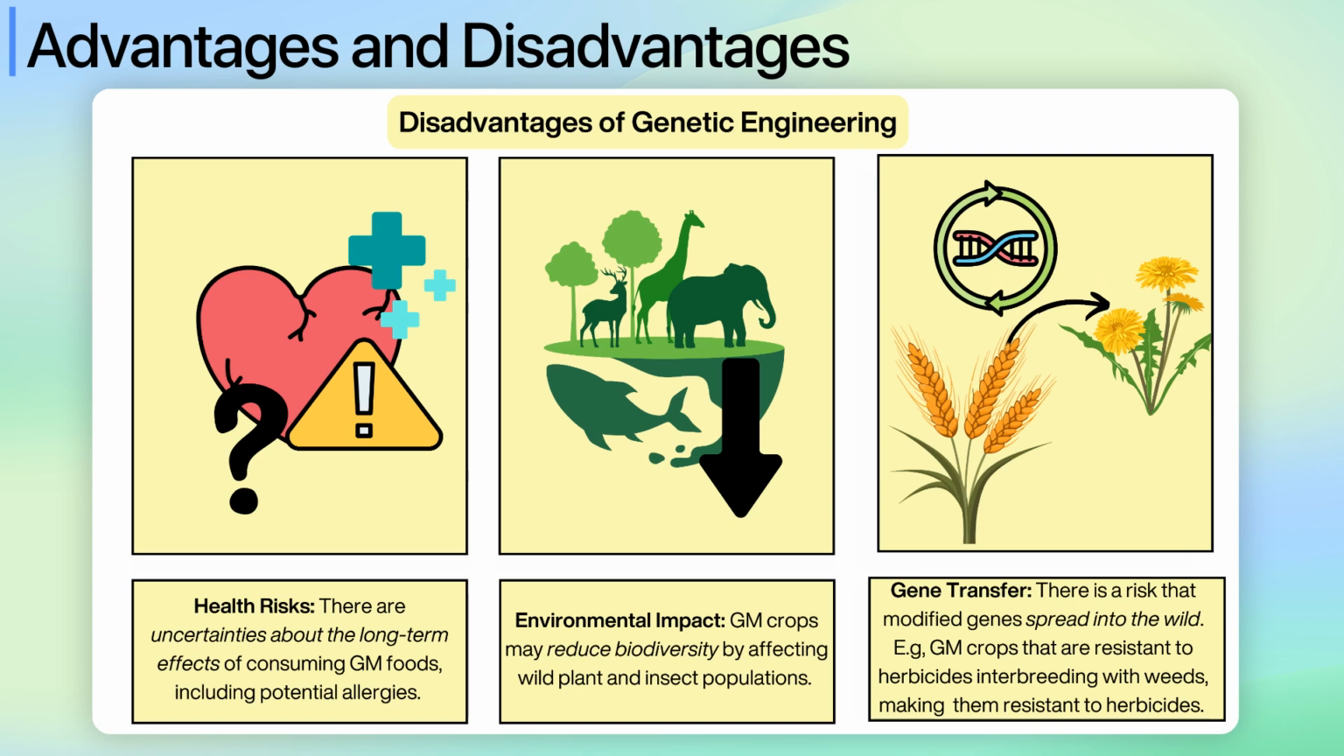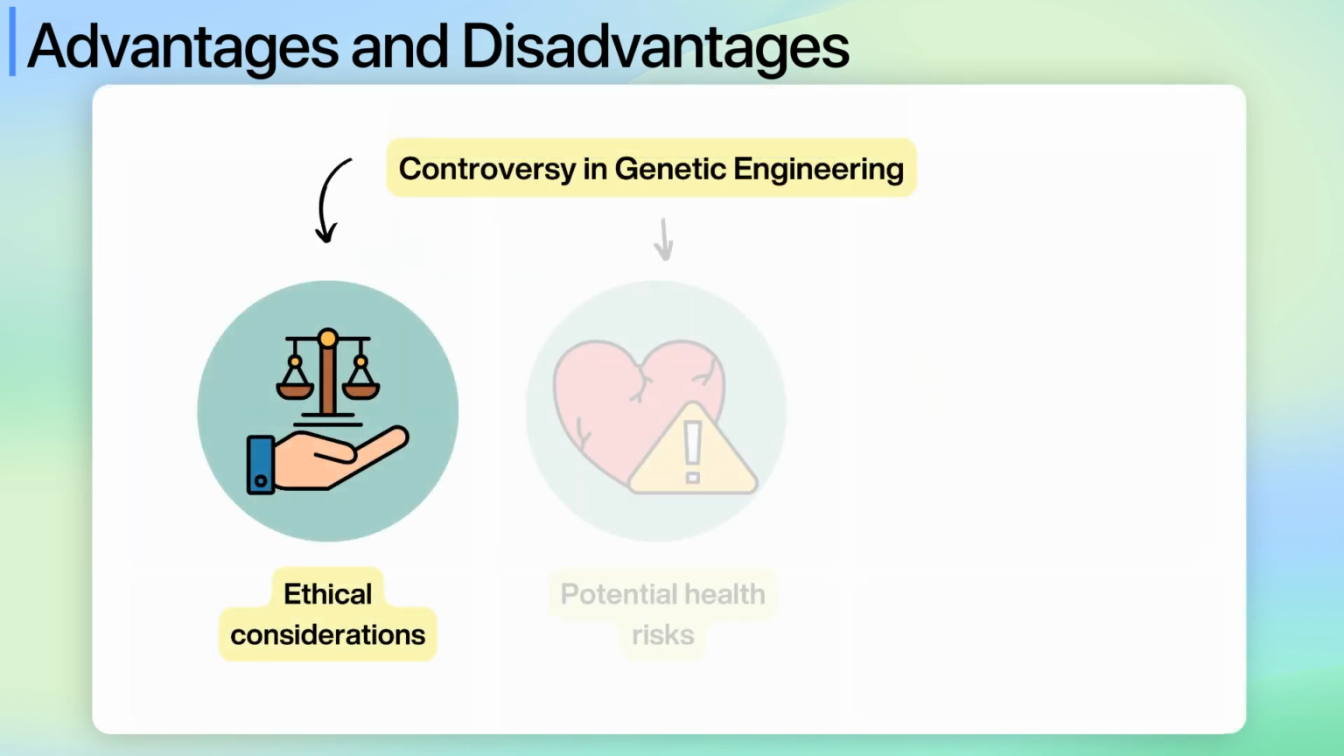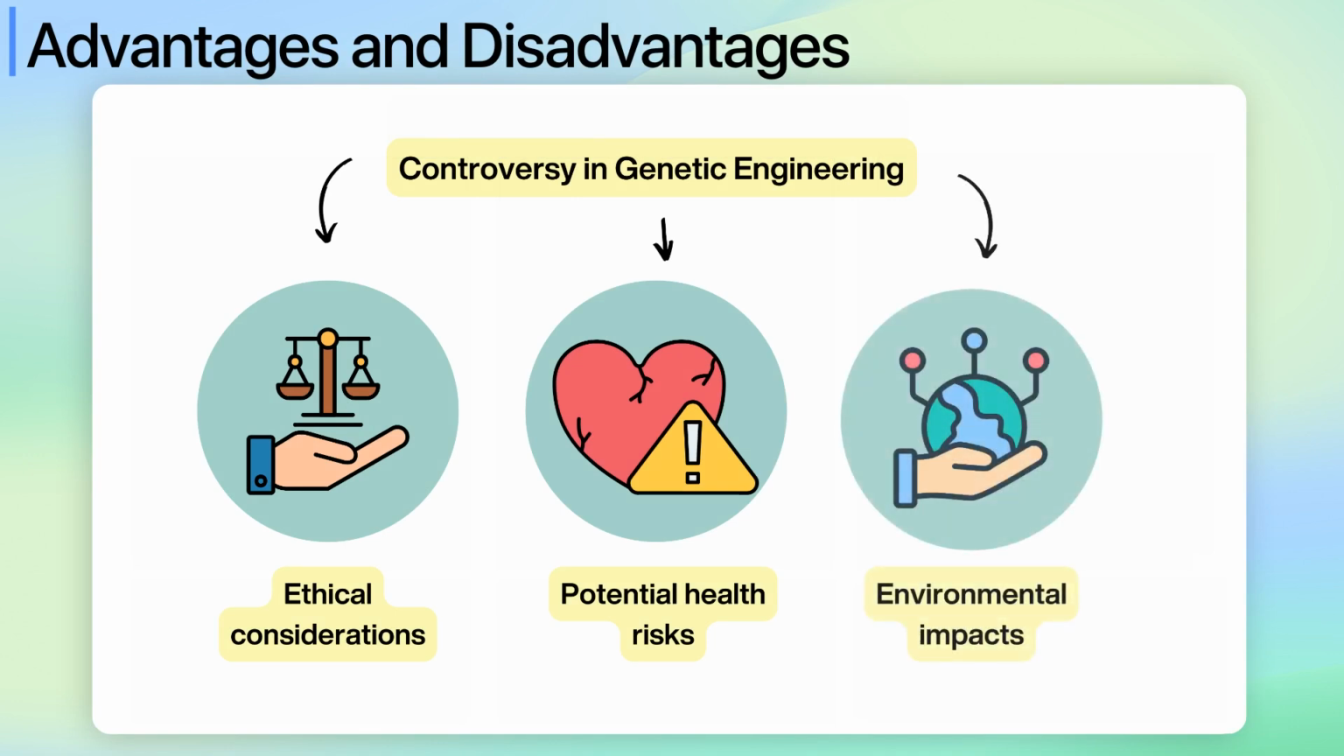Genetic engineering is a field with significant potential, but also substantial controversy. Ethical considerations, potential health risks, and environmental impacts are all points of concern. The debate continues as the technology evolves and its applications expand. Decisions about the use of genetic engineering need to balance the benefits with the possible risks, considering both immediate and long-term consequences.